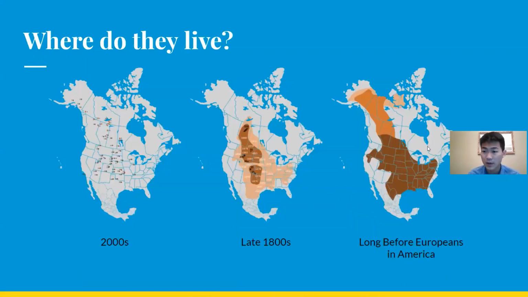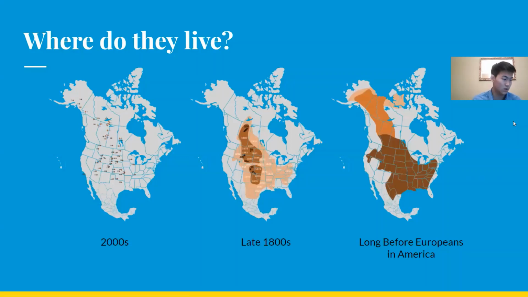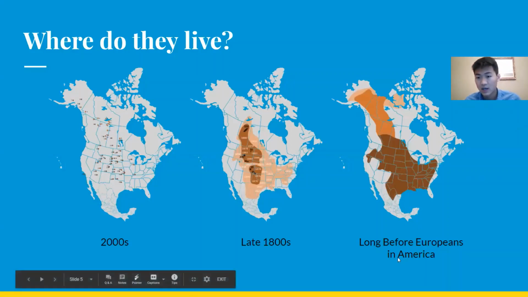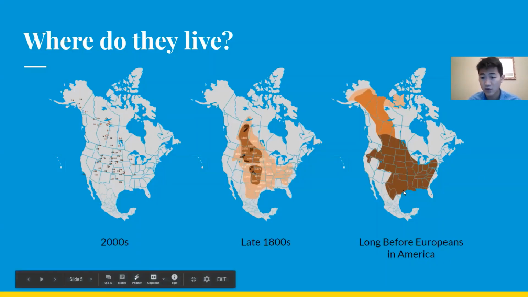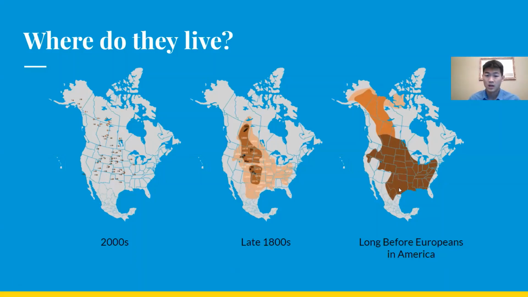All right, so where do buffalo live? As you can see on the far right, this is a diagram of where buffalo roamed long before Europeans came to America, thousands and thousands of years ago. You can see buffalo used to roam across essentially the entire United States, and into Canada too. So they roamed basically across most of our country, and they were very common.